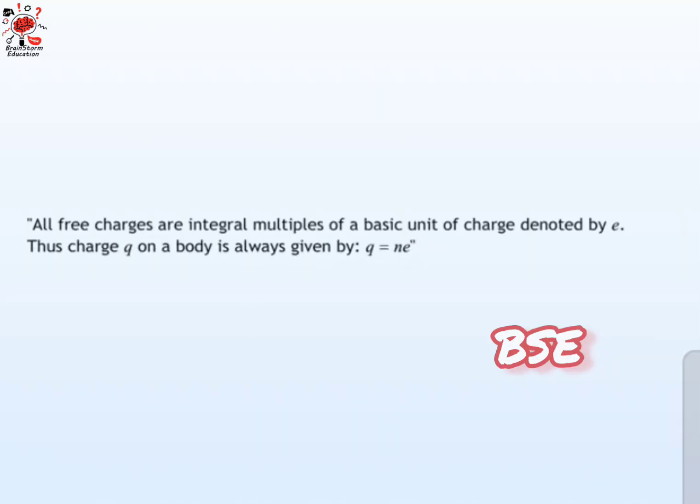Quantization of charge. All free charges are integral multiples of a basic unit of charge denoted by small e. Thus, the charge Q on a body is always given by Q is equal to n times e. Here, the value of a unit of charge, small e, is equal to 1.602192 × 10^-19 coulombs.